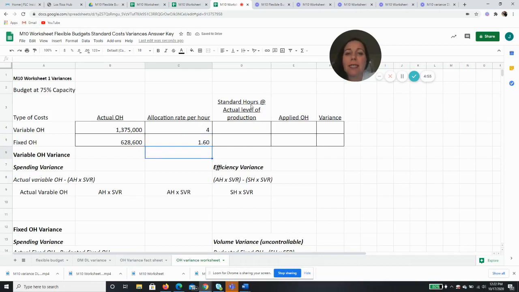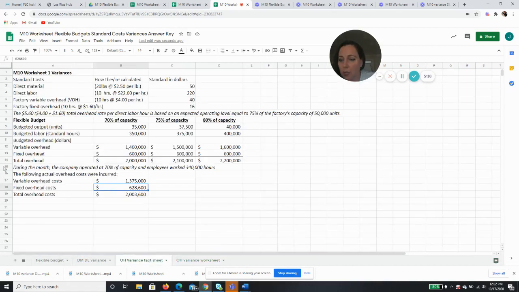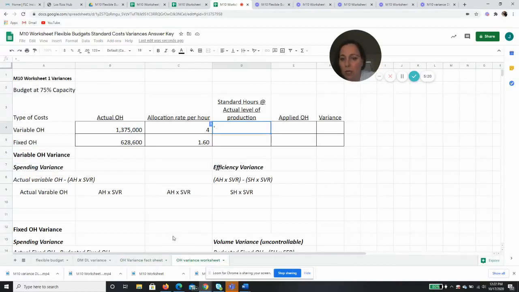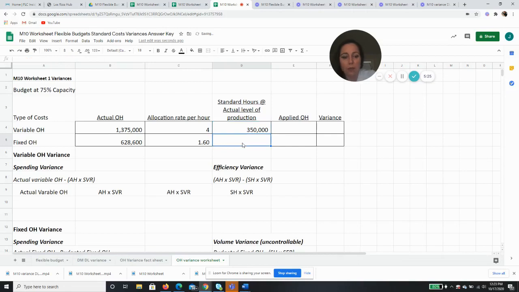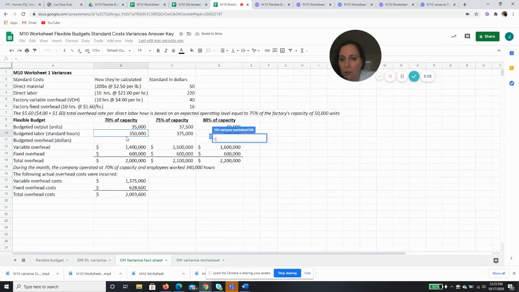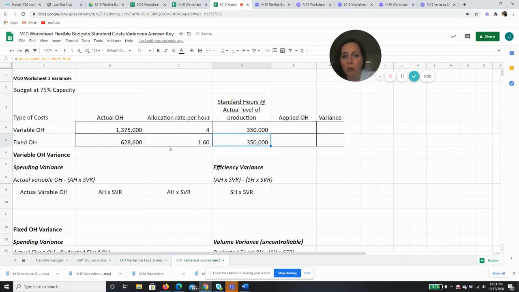All right. The standard hours at the actual level of production. Okay, so the actual level of production was 70%, right? Because it said over here, 70%. And the standard hours at 70% is 350,000. So I'm just going to put the formula in here because I like formulas. I'm a nerd, and that's okay.